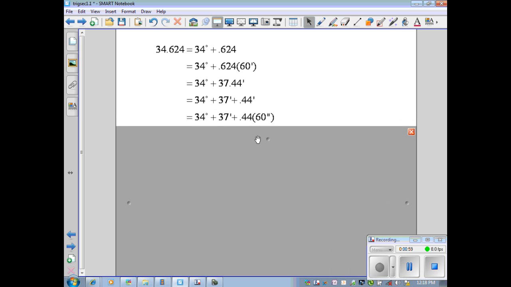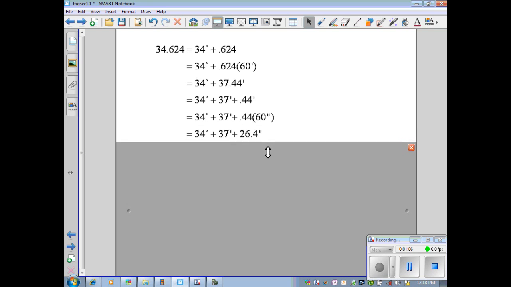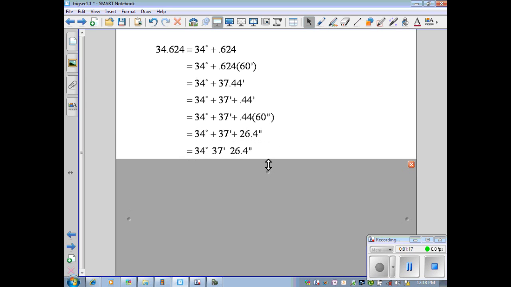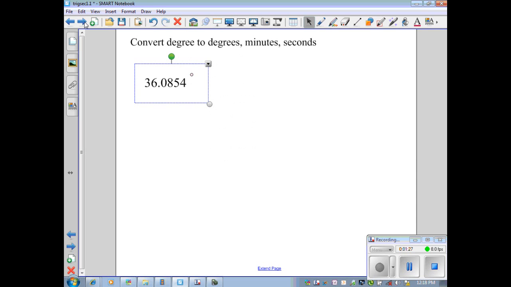But now we want to convert the 0.44 minutes into seconds. So we're going to multiply that by 60 again. So now we'll have 34 degrees plus 37 minutes plus 0.44 times 60, giving us our final expression, which is 34 degrees plus 37 minutes plus 26.4 seconds. We're going to round our seconds to the nearest tenth.